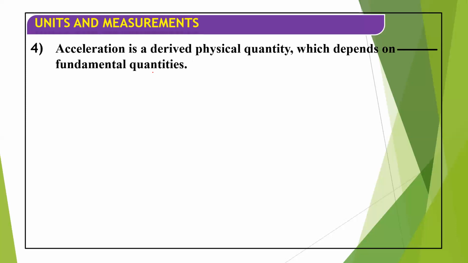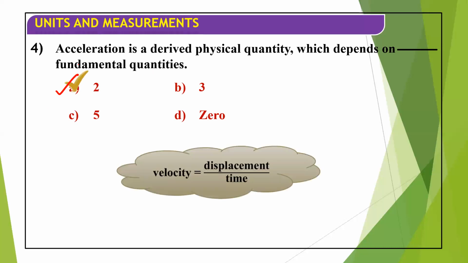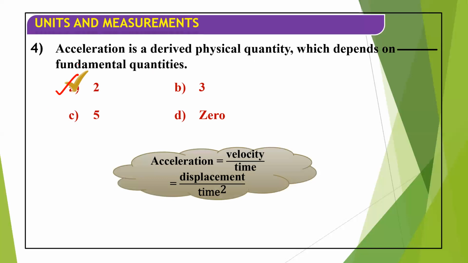Acceleration is a derived physical quantity which depends on how many fundamental quantities? So acceleration, my dear students, you told me acceleration is the rate of change of velocity, velocity by time. So can I say the answer is 2? Absolutely, that's the right answer. Velocity is displacement by time and acceleration is velocity by time. So that's why there are 2 fundamental quantities involved there.